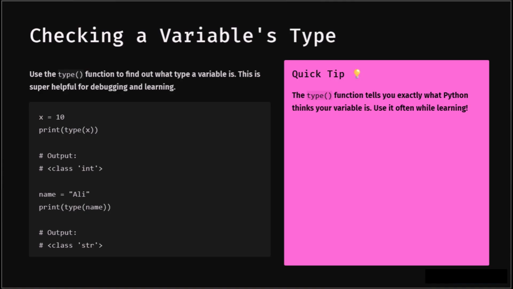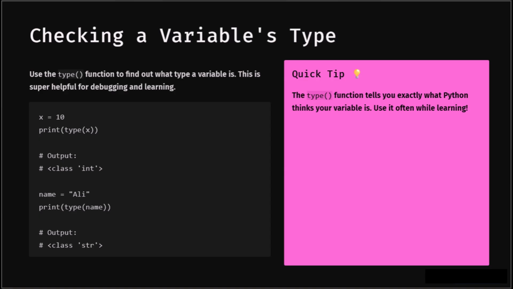Since Python handles data types automatically, you might sometimes wonder, what exactly is inside this variable right now? That is where the type function comes in. The type function is a built-in tool that tells you exactly what Python thinks your variable is. This is incredibly helpful for debugging your code or just learning how Python works behind the scenes. Let's look at the code example.